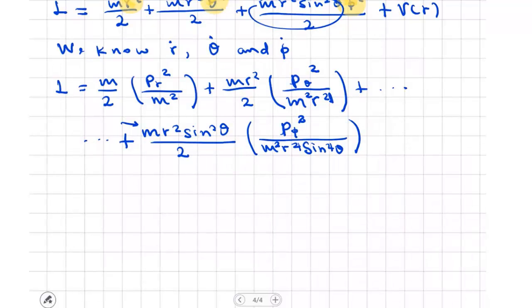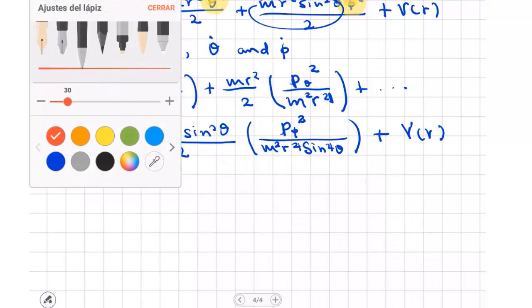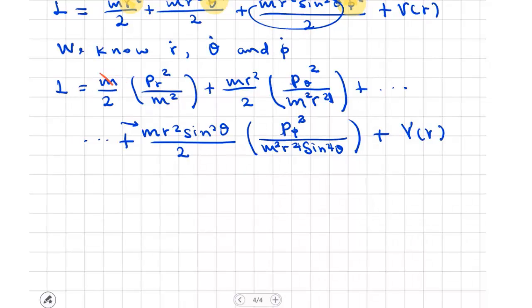Okay, plus the potential V(r). Alright guys, now we simplify the equation. So we simplify this mass with this mass squared, the same here, m r squared with this term in the denominator, the same here, mass with mass, radius with radius. This is 4, this is 2, this is 4, this is 2, and this is 4.